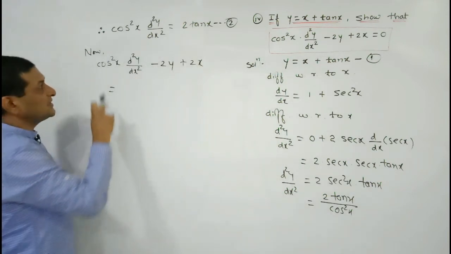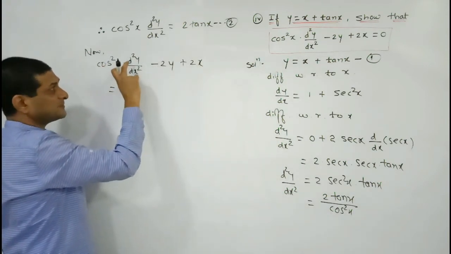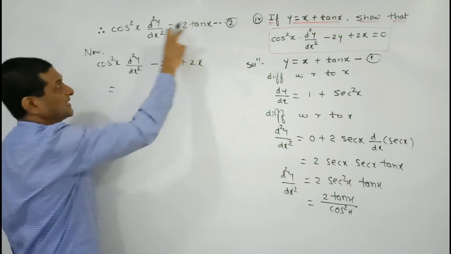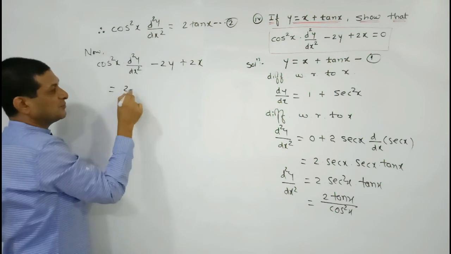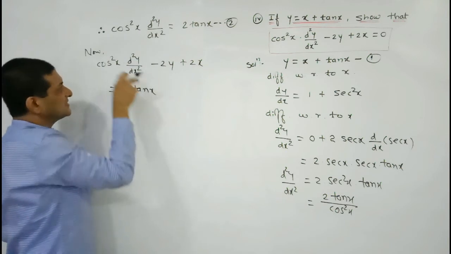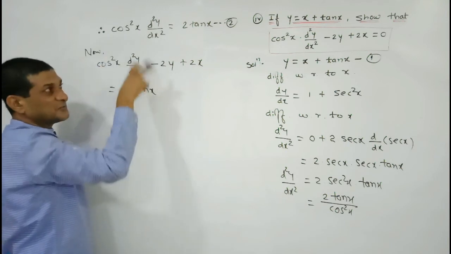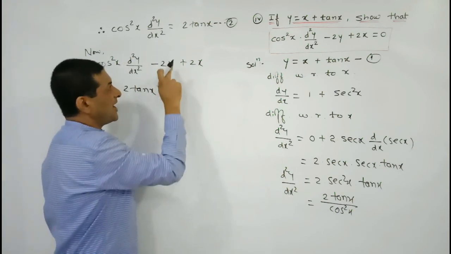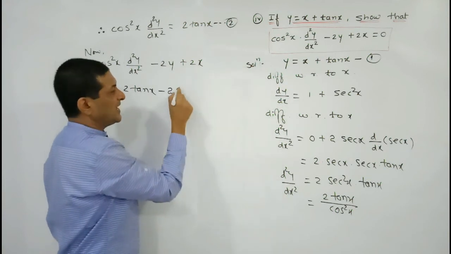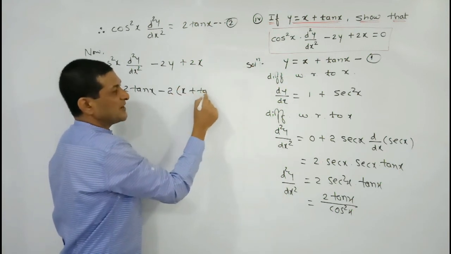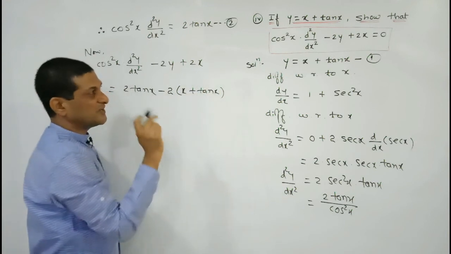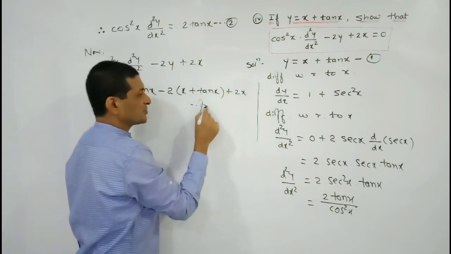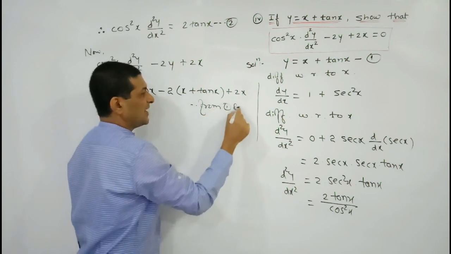Now I am substituting the value of cos square x d2y upon dx square, which is equal to 2 tan x, because its value from equation number 2 will be 2 tan x. Just replace this whole term by 2 tan x. Minus 2 keep it as it is, and y is replaced by x plus tan x. This value we are substituting from equation number 1, and lastly plus 2x keep it as it is. So values we are substituting from equations 1 and 2.